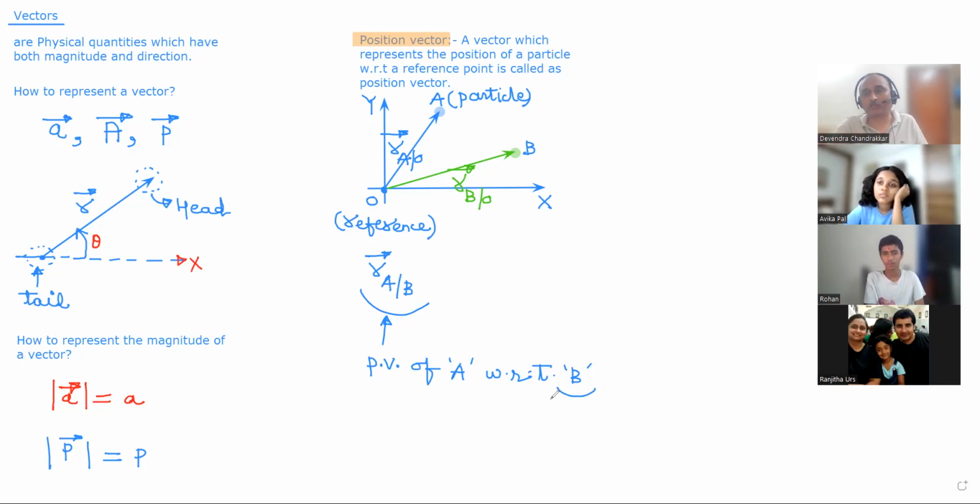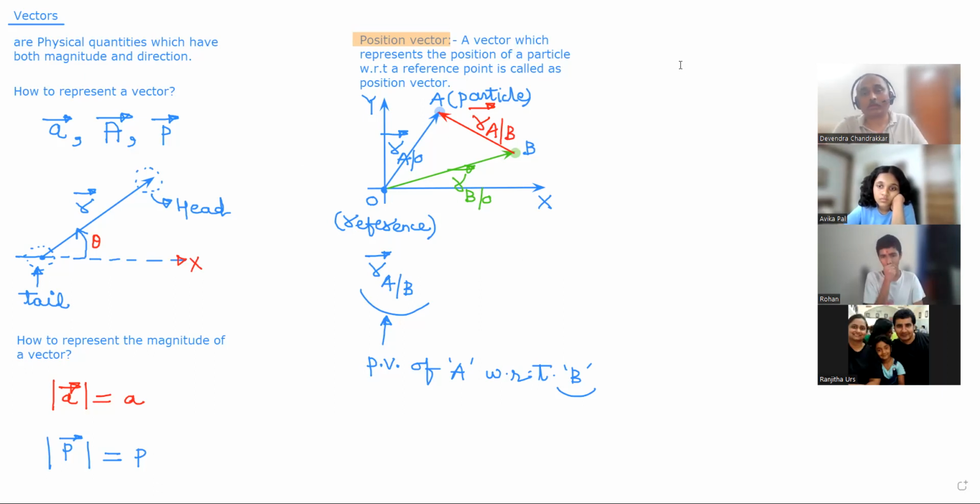Because with respect to B, we are writing. Now we are writing the position vector of A. So how will we draw it? The tail of the vector will be at B and the head will be pointing towards A. We write this as the position vector of A with respect to B. Understood or not, all of you? Yes, sir. Ranjita, you understood this? Yes, sir. Okay, good. So this is all about position vector.